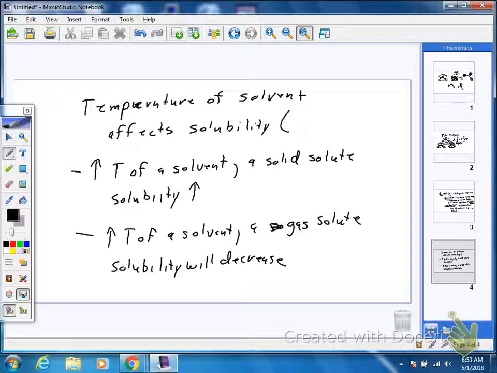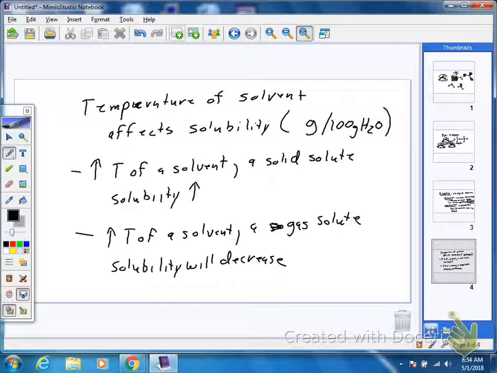Okay, what is solubility measured in? What's it measured in? On the side, on the y-axis. Grams per what? 100 grams of water. So, if you're going to measure solubility, we're always taking 100 grams of water, and that's what the numbers represent. X number of grams in 100 grams of water. And then you can look at it, if you increase the temperature of the solvent, the solute solubility increases. If you increase the temperature of the solvent, a gas solute solubility would decrease.